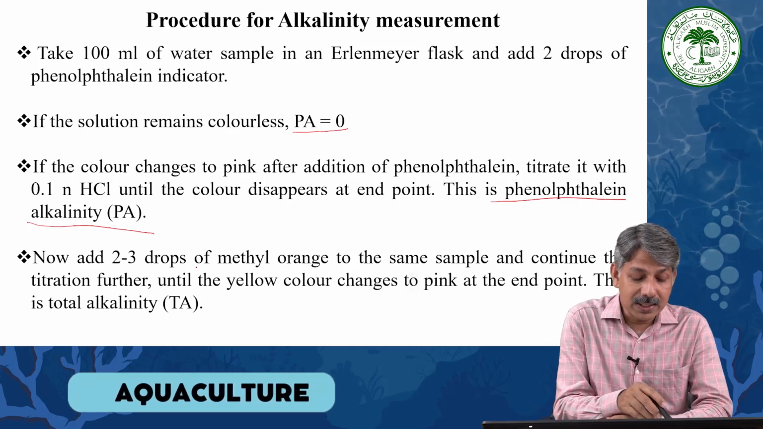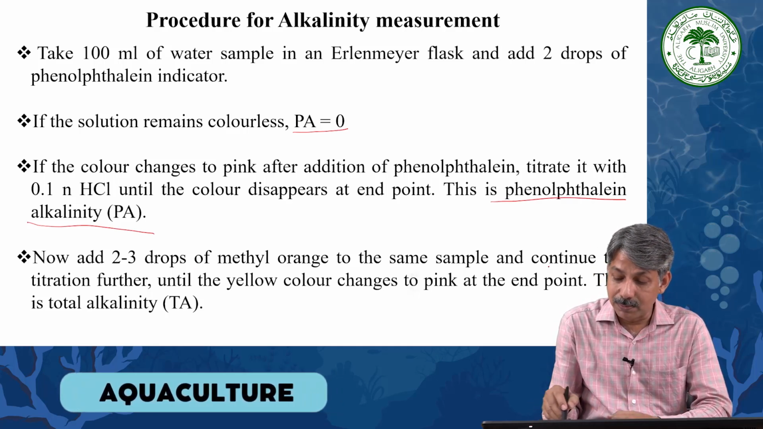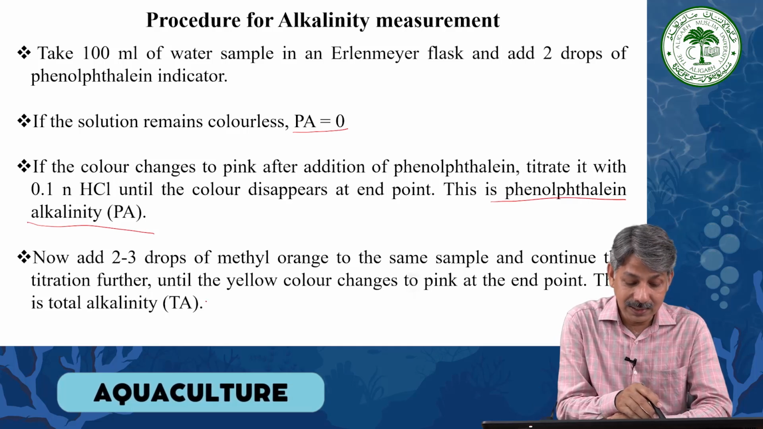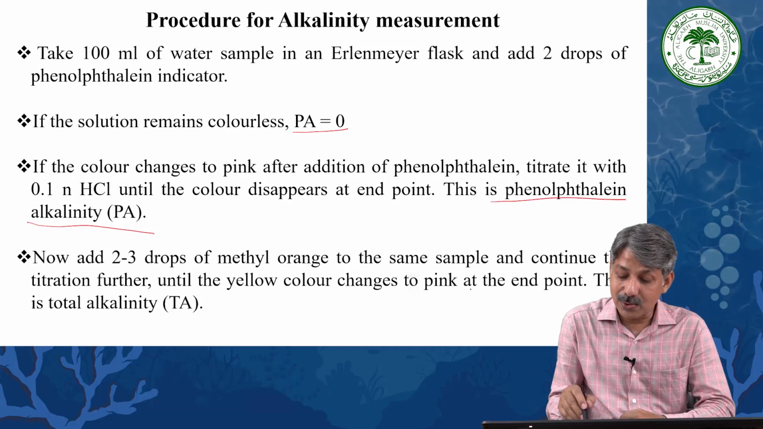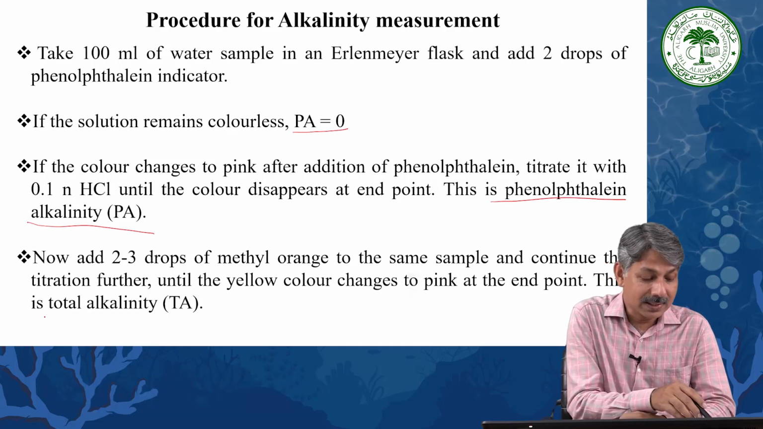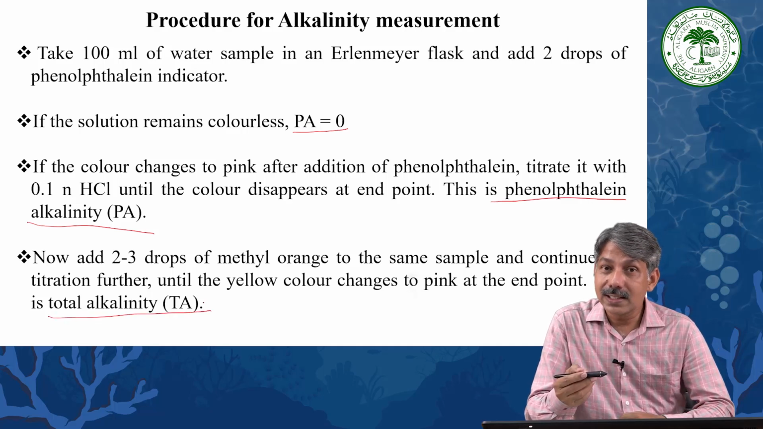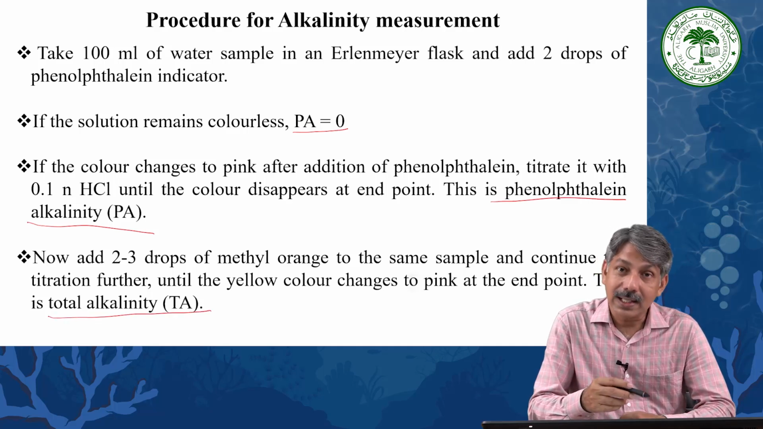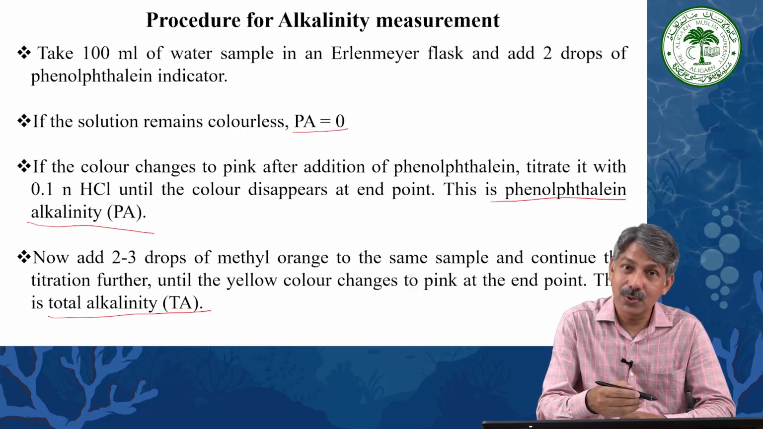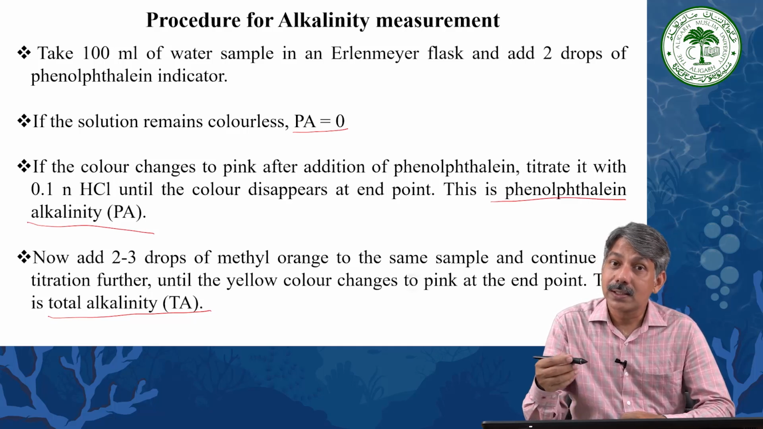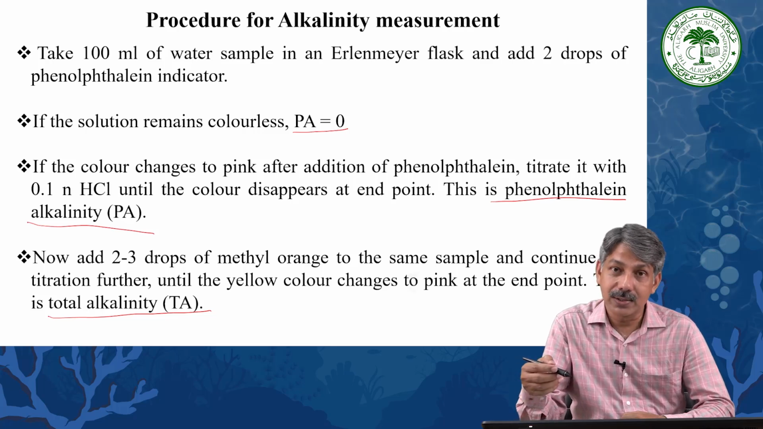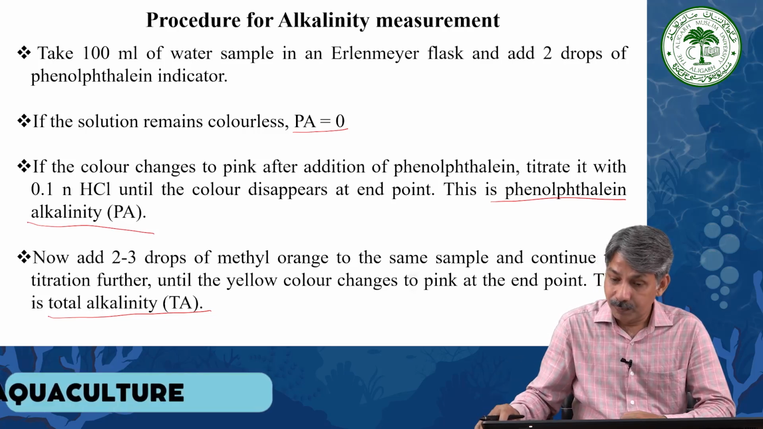Now add 2 to 3 drops of methyl orange to the same sample and continue the titration further until the yellow color changes to pink at the endpoint. This is total alkalinity. Phenolphthalein alkalinity and total alkalinity can be measured in the same titration in 2 steps. So you get information about the carbonates and bicarbonates present in the system in a better manner.